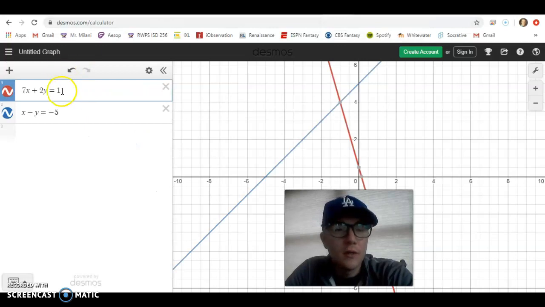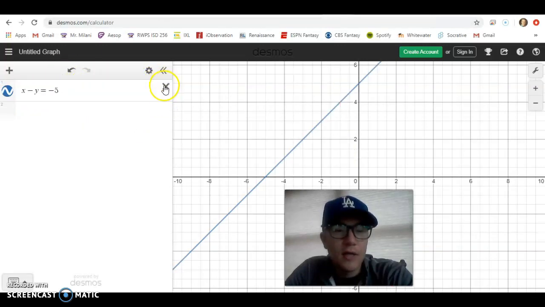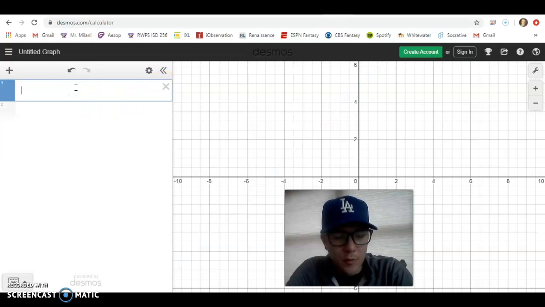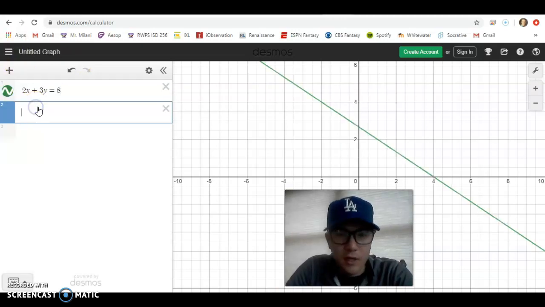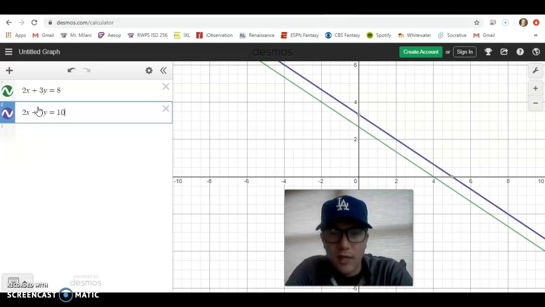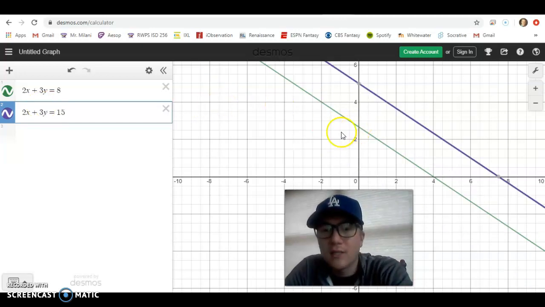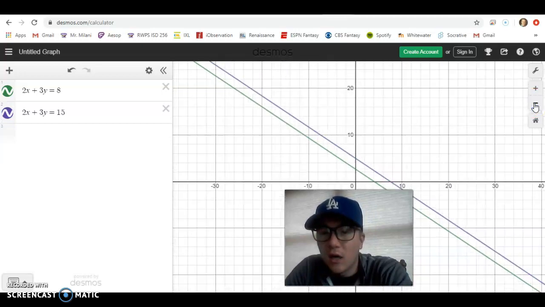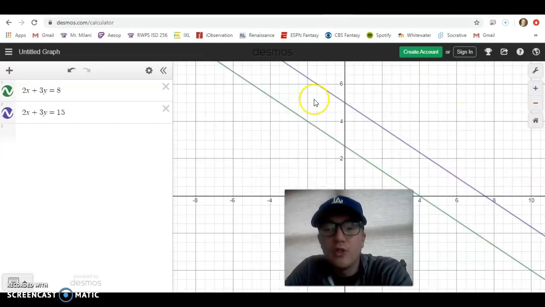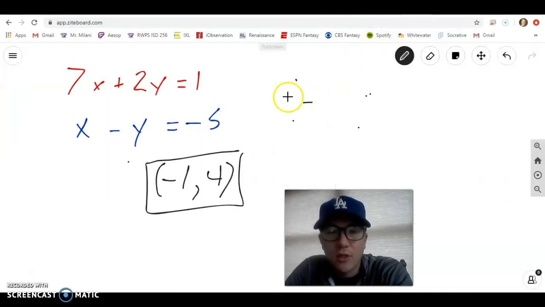Okay, real quick, just so you can see it, there is another possibility here. You could end up with 2x plus 3y equals 8, and then something like 2x plus 3y equals 10. Now, these are two lines, let's make them a little further apart. These are two lines that never touch, so they're parallel. Since they never touch, there is no shared point. If there is no shared point, then they don't have a solution.